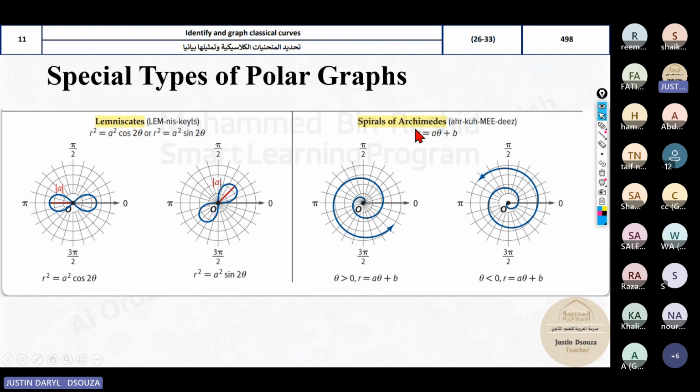Archimedes is the person who found out the pi. It was called Archimedes constant before it was called pi. So he's a very famous philosopher and mathematician. So now this is named after him. Now here you get this spiral, right? You will have this standard form. You can see always it's like this.